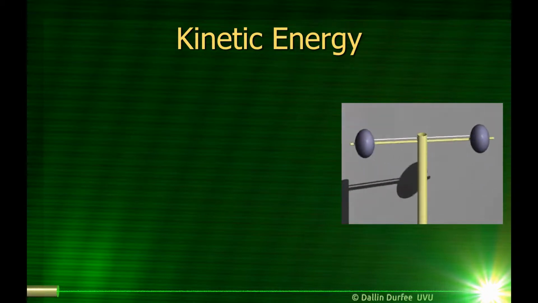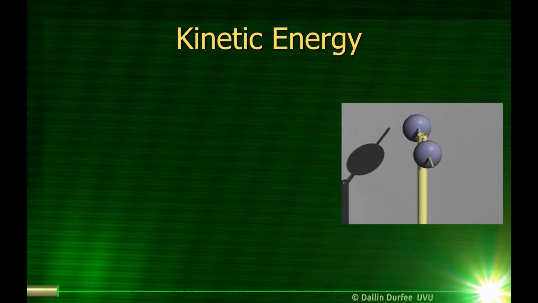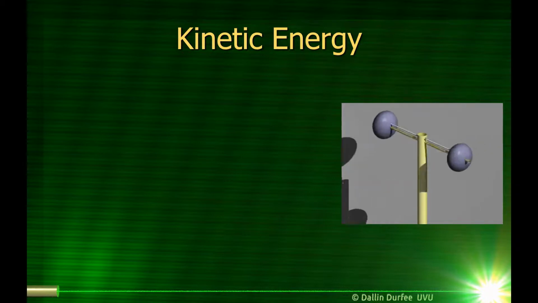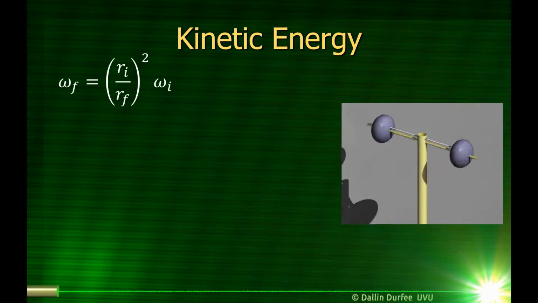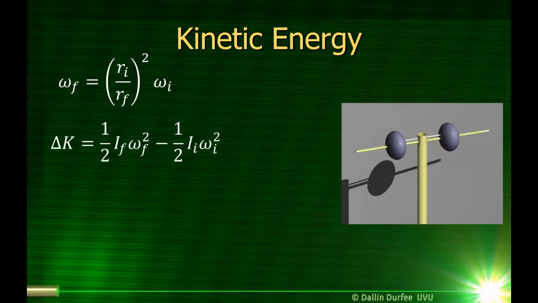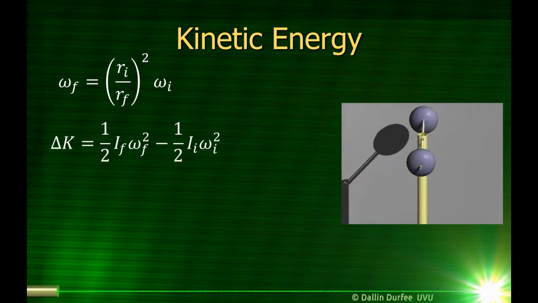Now, notice that omega changes and I changes, and in this problem they changed in a way such that the angular momentum was conserved, but the kinetic energy was not. We can show that, right? Because we know how the rotation rate changes as we change the radius, and with that, we can find how much the kinetic energy changed.